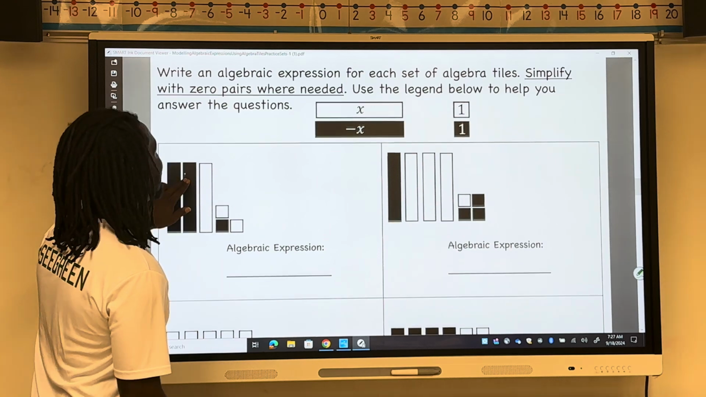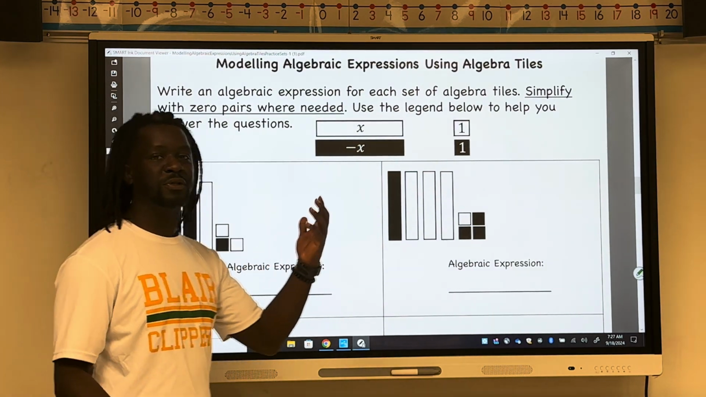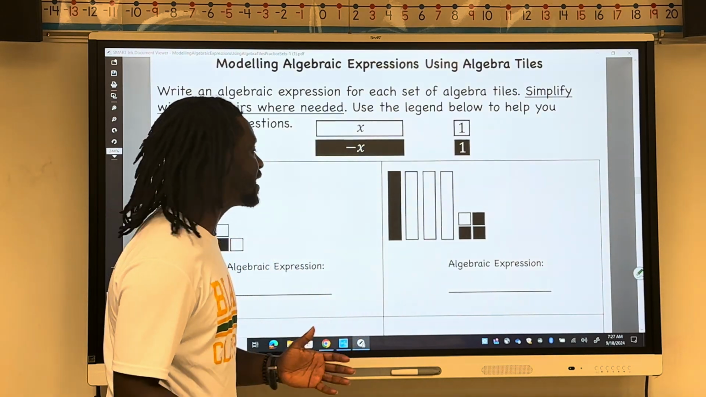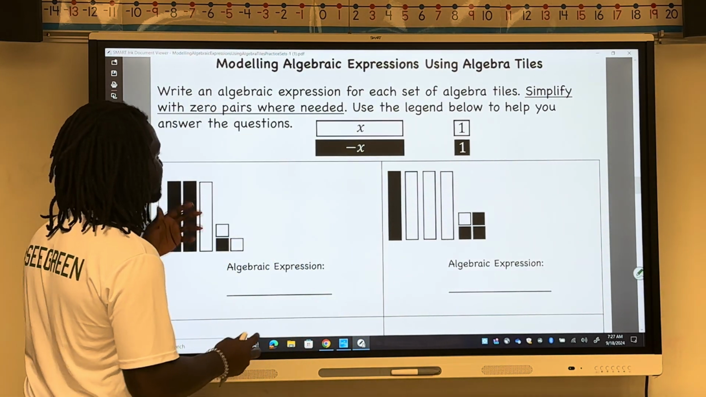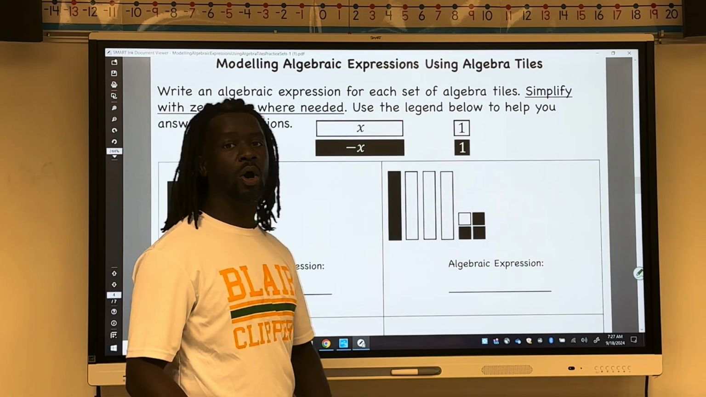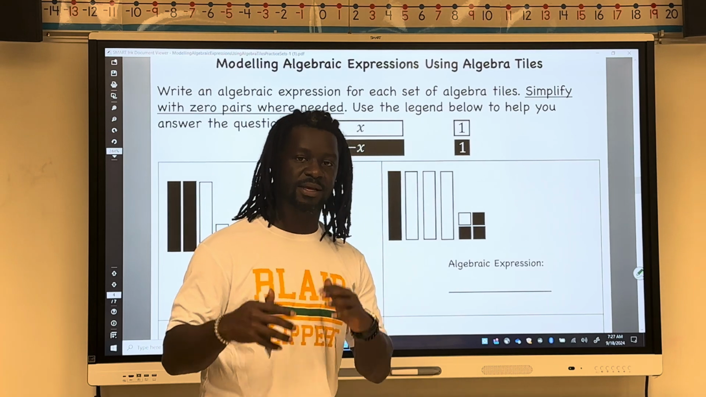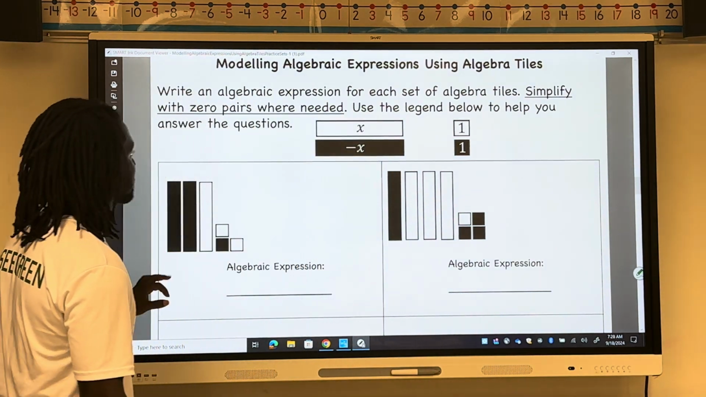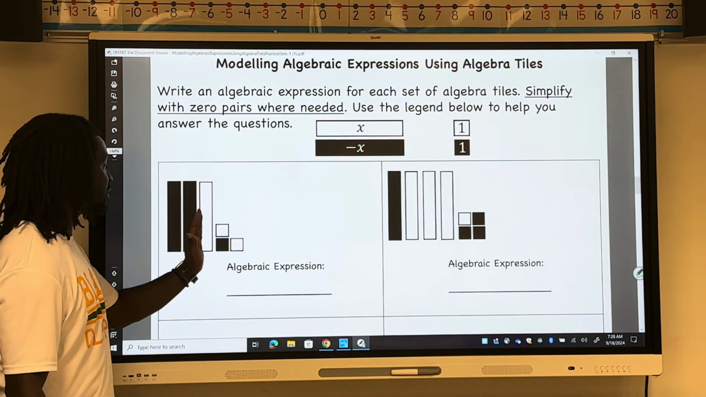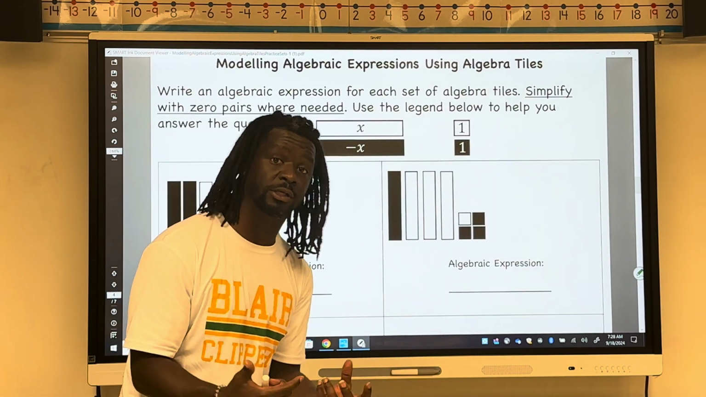Okay, so we now have models, but this time we have both positives and negatives of the same. Okay, and so we have to do something to simplify them. All right, and this is what's called zero pairs. I need you to say zero pairs. Okay, zero pairs. What that means is when you have a positive and a negative, those will cancel each other out, and so it makes a zero pair.